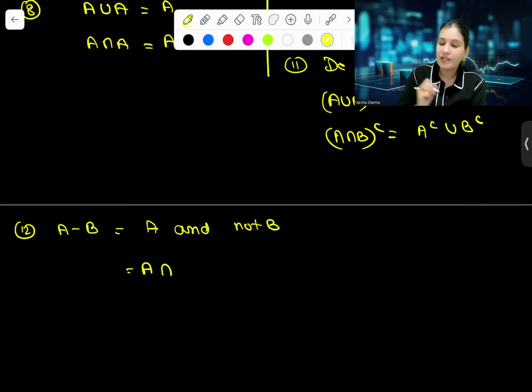A intersection not B, where not B is B complement. So A minus B can also be written as A intersection B complement. I want it in A, but I don't want it in B. Not B is B complement, something that is not present in B. Clear?